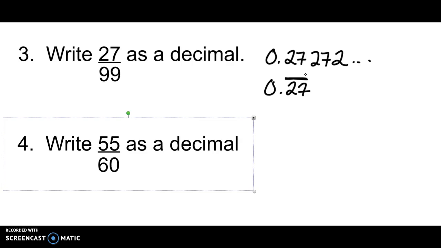Now 55 over 60, if I take 55 and I divide it by 60, I get 0.916666, etc. So the number in this problem that repeats is just the 6. So I'm going to write 0.91 and then 6, and the line only goes above the 6 to let everybody know that 6 is the only digit that's repeating.